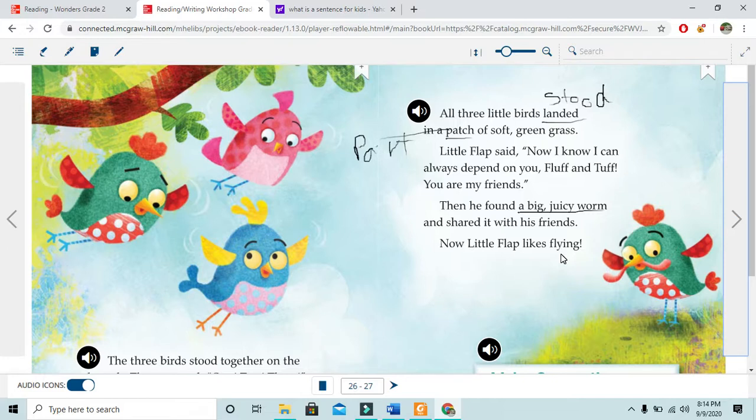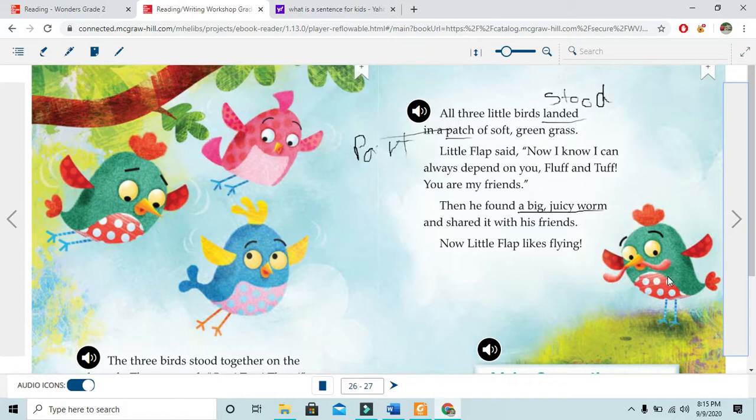Now we can ask a question. How do friends help each other? How does Flap depend on his friends? Yes, that's great. They help him to fly or to learn to fly. They practice with him. They give him good words to learn to fly.